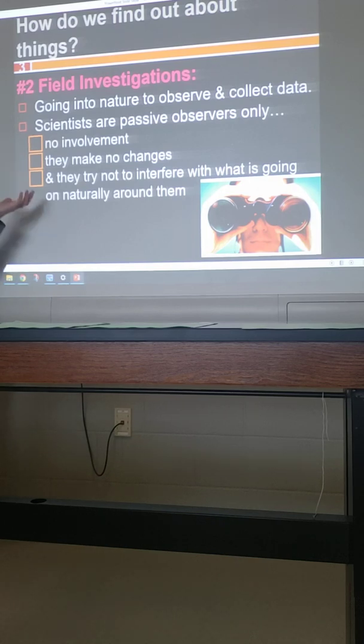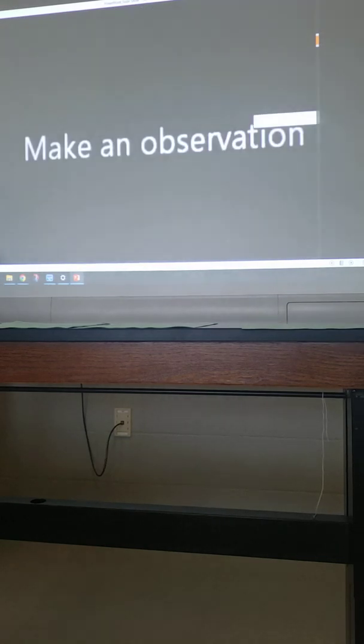So this would be more like if you're trying to figure out something maybe in an ecosystem, or maybe you're making observations of the type of birds that come into your backyard, right? You're not trying to actively influence the birds. You're just trying to see what naturally comes there. So this is much more passive and laid back. The controlled experiment is much more involved.